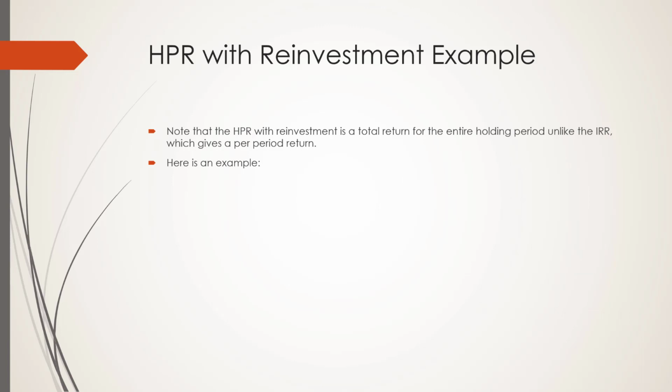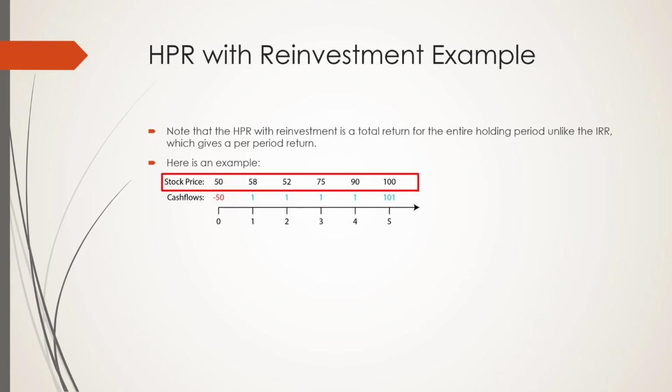So let's look at an example. This is our same exact timeline that we had before, except now I've added stock prices. Be aware that if you add different stock prices, you're going to have different holding period returns for each year. But that's okay. I just made up some stock prices. So the stock went from 50 to 58 to 52 to 75 to 90 to 100. And then you can see the cash flows in each period. Notice that at the end of period 1, you didn't really sell the stock for 58. You could have, but you didn't sell it. You held on and collected the dividends for the remaining periods.